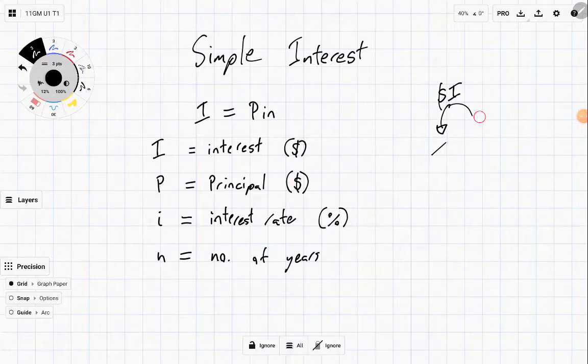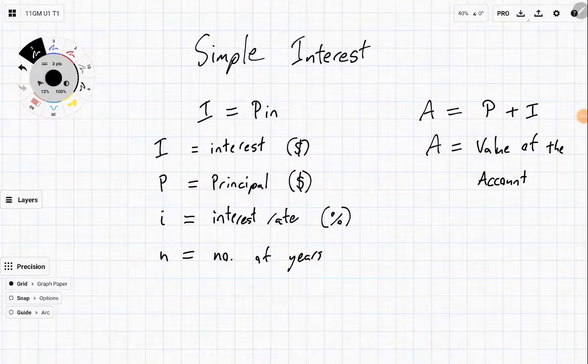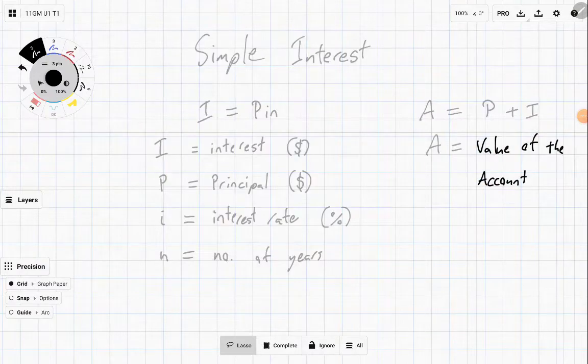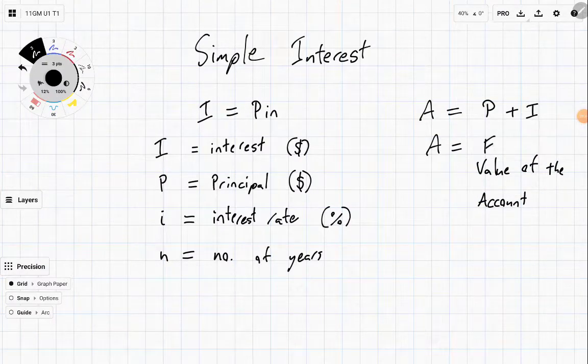And so we use a second formula to just say A equals P plus I, where A is the value of the account at the end. So we would often say that it is the future value of the account. So it's the future value, including the interest, right? So it's fully inclusive. So let's have a look at a simple question.